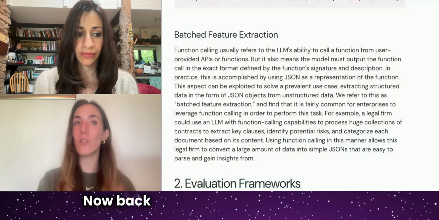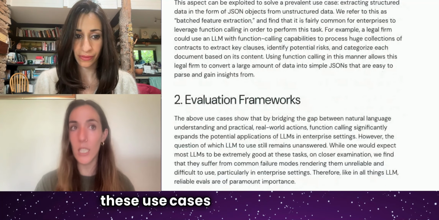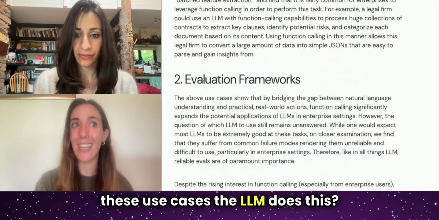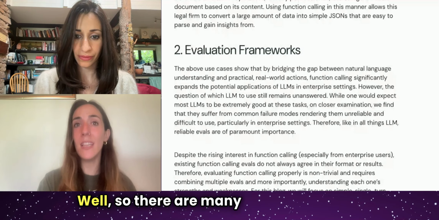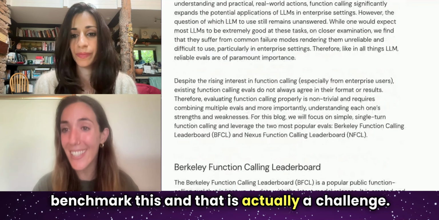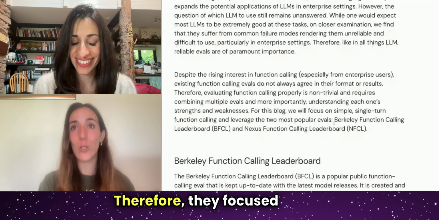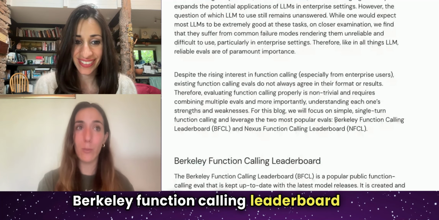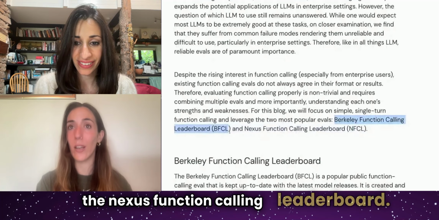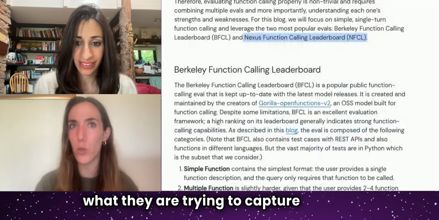Now, back to the evaluation frameworks. How do we know that in any of these use cases, the LLM does this well? There are many different ways to benchmark this, and that is actually a challenge. But in this blog post, they focused on the Berkeley Function Calling Leaderboard and the Nexus Function Calling Leaderboard. These two differ in what they are mainly trying to capture.